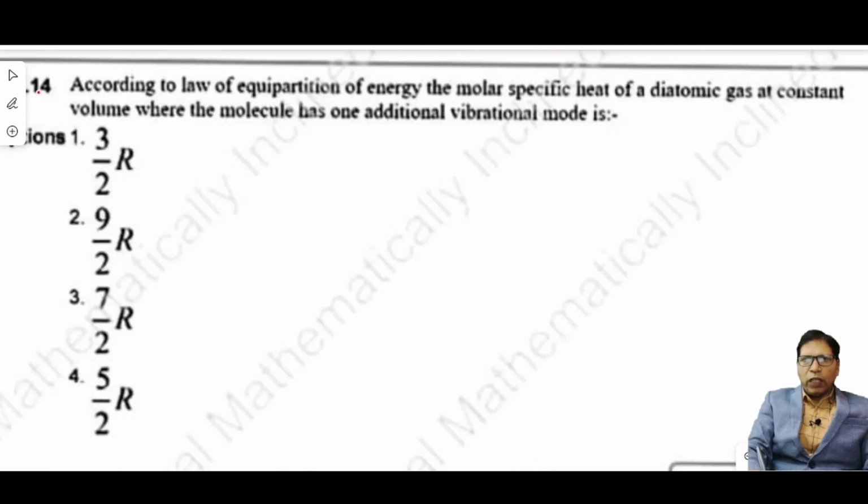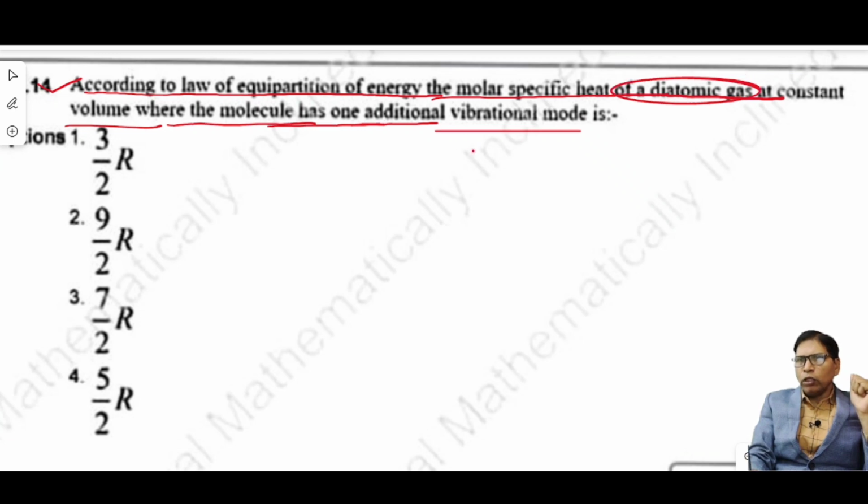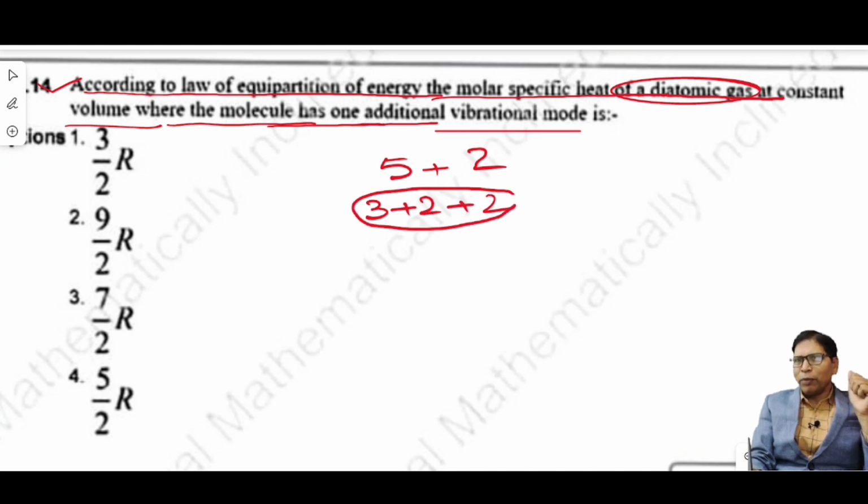Okay. Now question number 14. According to the law of equipartition of energy, the molar specific heat of a diatomic gas at constant volume, where the molecule has one additional vibrational mode. For a diatomic molecule, for vibrational mode, there are 2 degrees of freedom, and the diatomic molecule also has 5 degrees of freedom. This is 3 translational, 2 rotational, and here 2 vibrational. So there are 7 degrees of freedom.